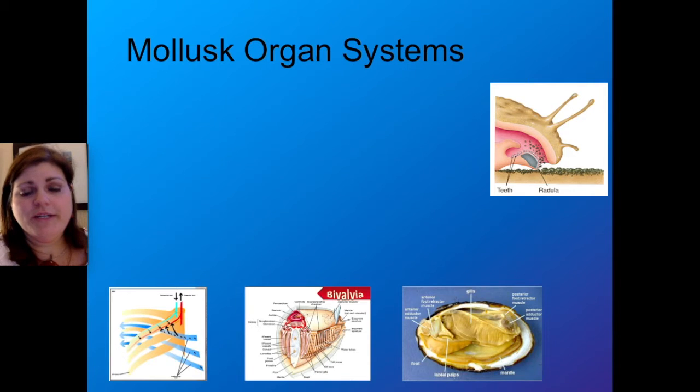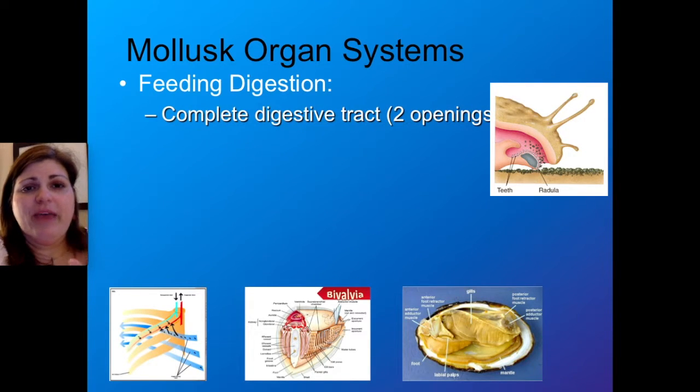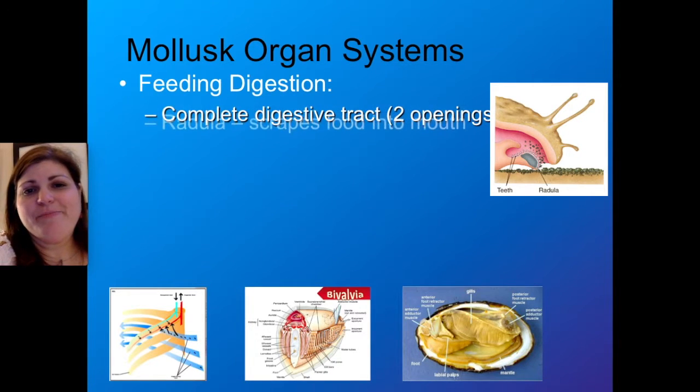So as we look at their organ systems, the organ systems are, of course, the different kinds of organs that work together for a common function. As we look at some of their functions, we'll start with feeding. So as I mentioned, mollusks have a complete digestive tract, so a separate mouth and anus.